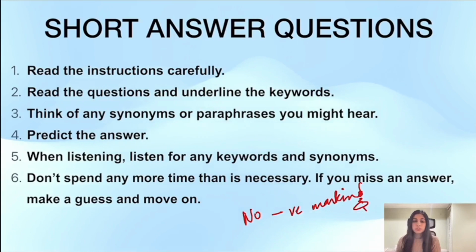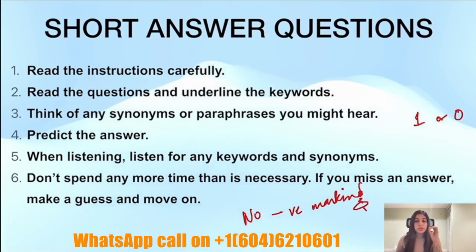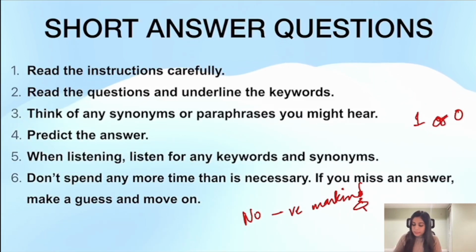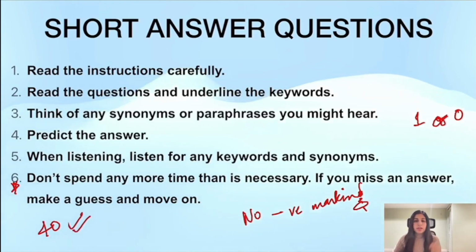All your answers are either marked as 1 or 0. So even if you don't attempt, you are given 0. Even if it's a guess and it's incorrect, it's still 0. And if it is a guess and it's correct, you get 1 extra mark. So please ensure that you attempt all 40 questions, be it in your listening or reading. Do not leave any question unattempted. Please remember this.